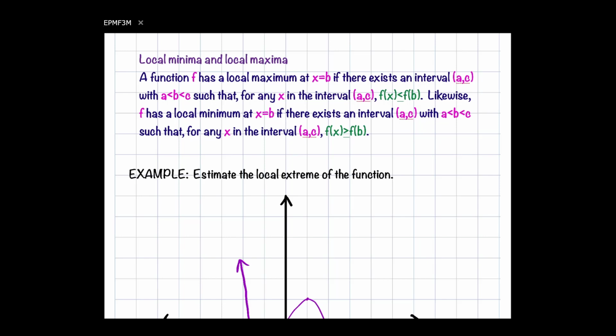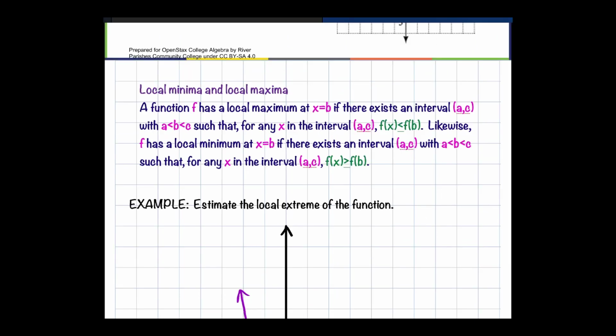So basically what it means is that here's a, here's c, here's b, and here's the graph. So here's the function at b, here's the function at a, here's the function at c. So over that function from a to c, f of b, which is right here, is going to be higher than f of a. And it's also going to be higher than f of c.